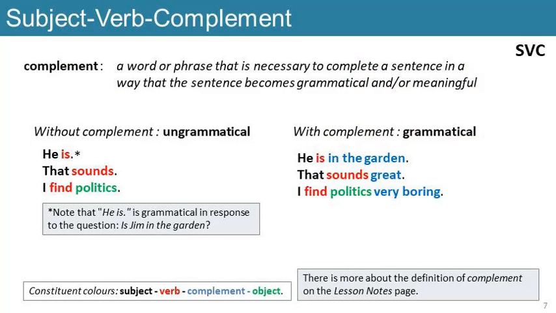The second constituent order is Subject-Verb-Complement, SVC. Let's first review the definition of complement. Namely, a complement is a word or phrase necessary to complete a sentence in a way that the sentence becomes grammatical and meaningful. For example, the words he is, or that sounds, or I find politics are not grammatical or meaningful without a complement.